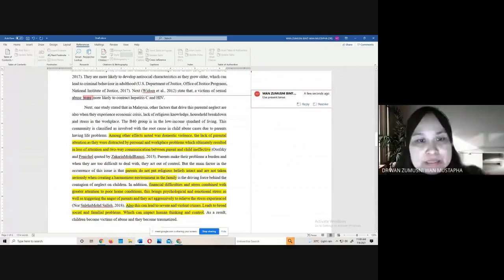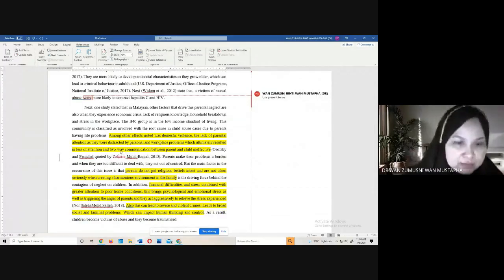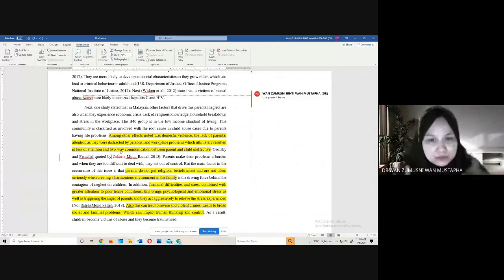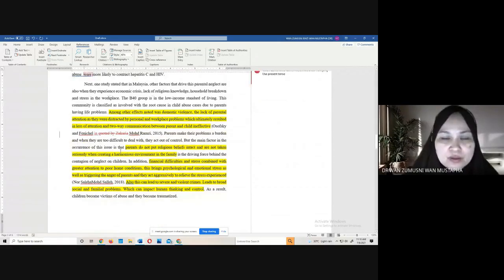Nampak tak? This paragraph, masukkan your point dulu. Lepas tu supported by the points in the journal article, Osofsky and Fennikel in Muhammad Ramzi 2015. Good. Parents make their problem a burden and when they are too difficult to parents make. Sini dari segi pemilihan kata. Maybe you can say that parents make their problems a burden.